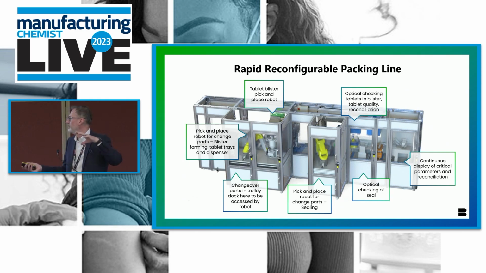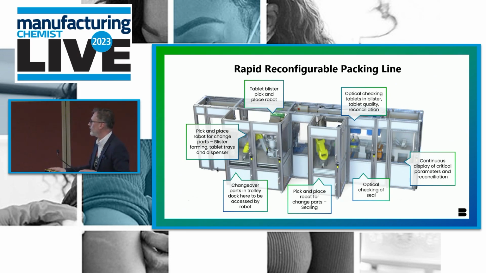They locate in that trolley there, and you dock that trolley and then set the machine running, and the robot picks the tablet dispenser and the trays and locates them on the line and sets it up ready for production of the first order. And then after the first order has completed, it returns those parts back to the trolley and picks the next tablet dispenser and change parts and locates them on the line.